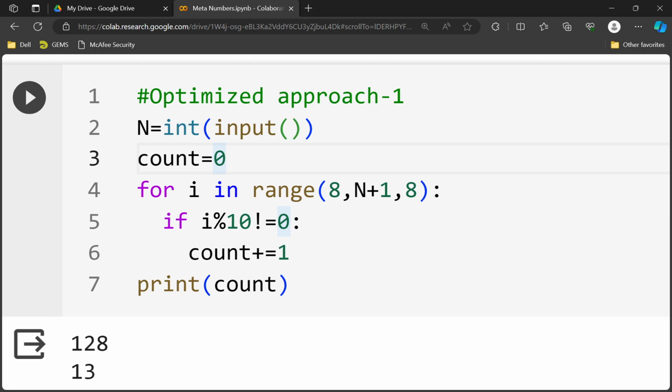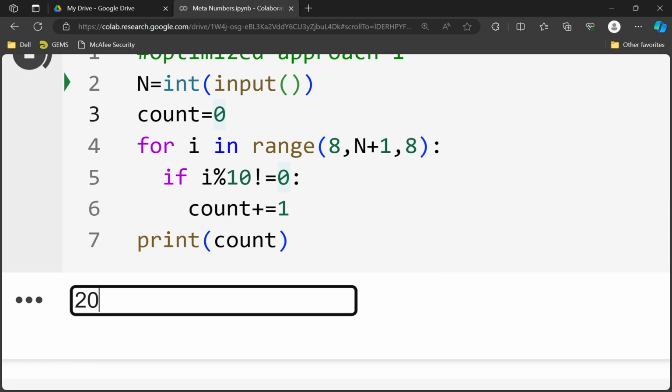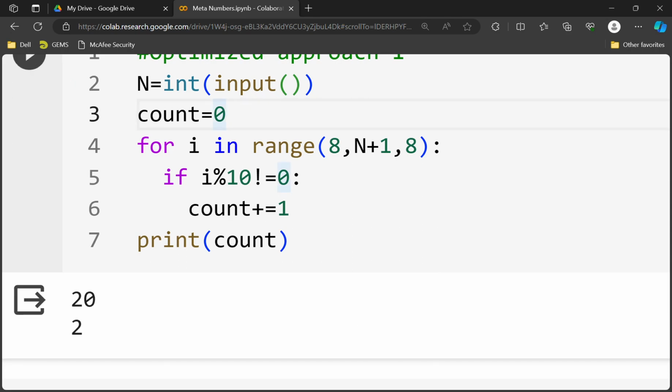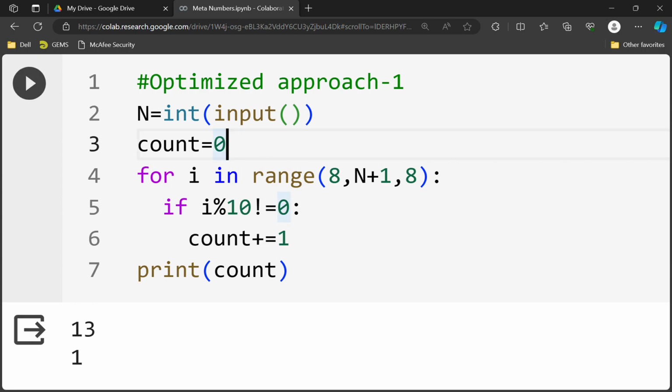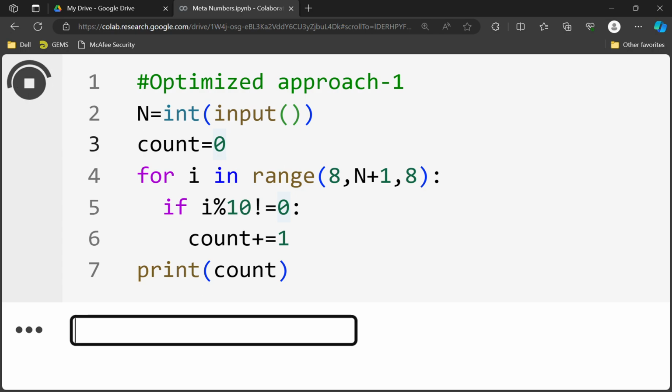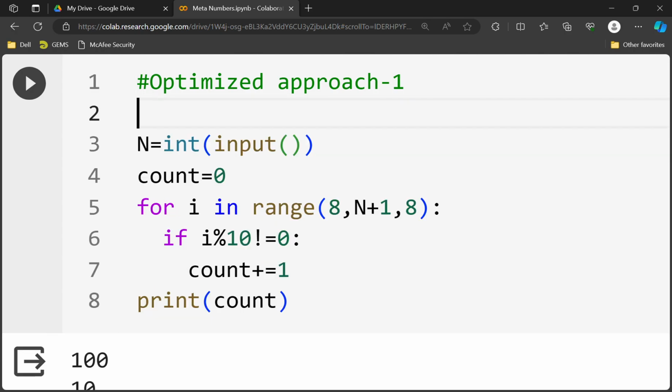Let me try with the sample input to see whether this approach works or not. 20, it is producing the expected output. Let me try with another input, 13, it must give 1. Yes, it is giving 1. Let me try another input, 100, it is giving 10. Okay, it is working perfectly. When compared to the previous direct approach, this reduces the time complexity. From big O of n, I brought down the time complexity to big O of n by 8. So what is the time complexity of this approach?